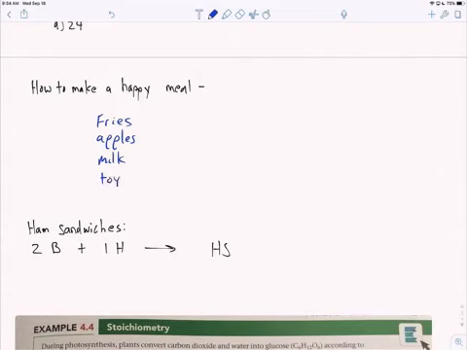And if I have 1,000 fries, 1,000 apples, 10 milks, and 1,000 toys, how many Happy Meals can I make?